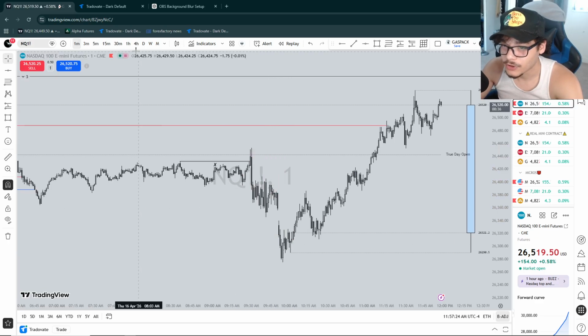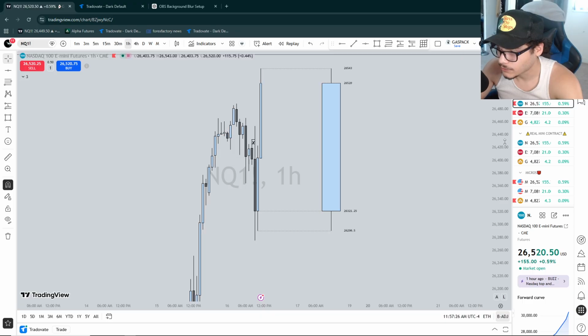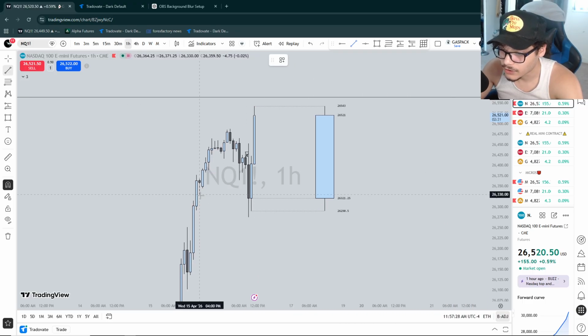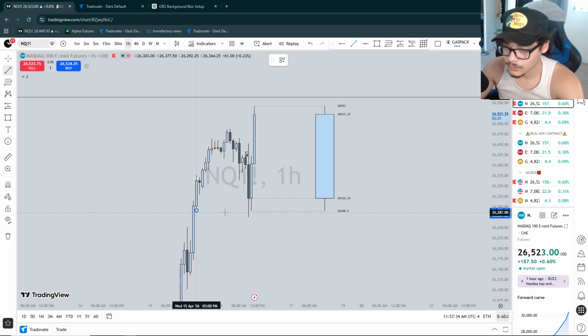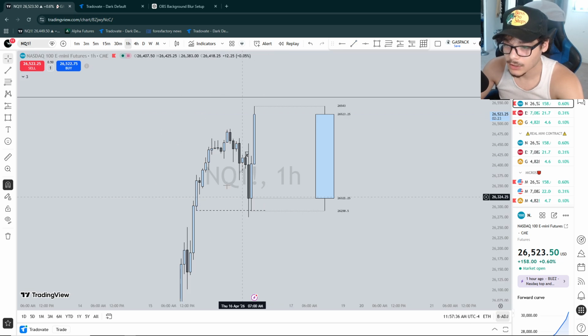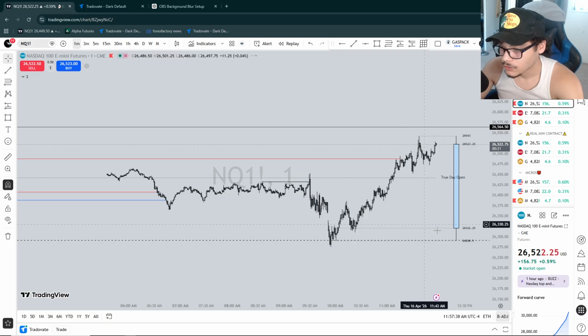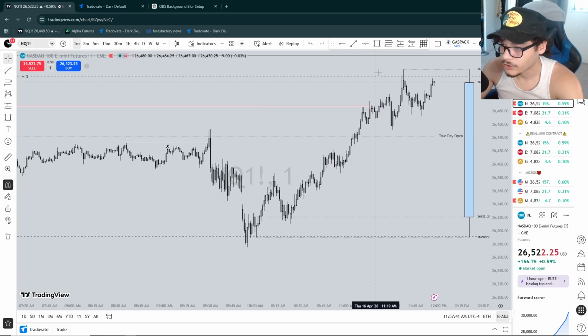So, then we start dumping, and what are we drawing towards? We're drawing towards these unfilled hourly gaps down here. So, what happens? We fill this hourly gap. Okay, that hourly gap gets filled. So, what do we know where price wants to go?